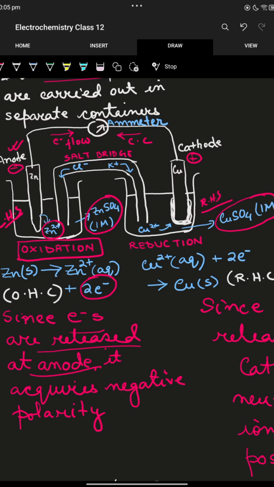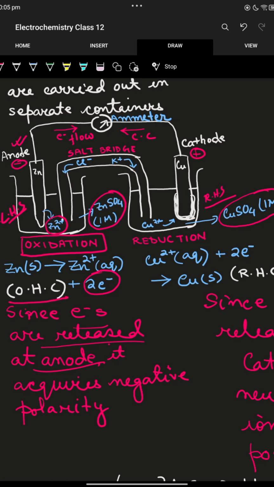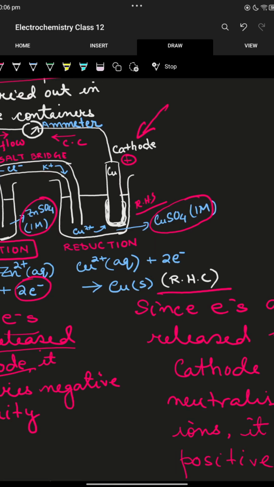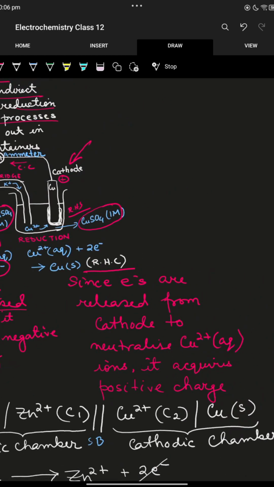Now the right hand side copper end, it takes electron, it gains electron, and hence there occurs reduction. When I have written OHC, it means oxidation half cell reaction, and when I have written RHC, it means reduction half cell reaction, and here gain of electron takes place. So Cu2 plus takes 2 electrons, and taking the electron results in the positive terminal and it forms the cathode. Since electrons are released from the cathode to neutralize the Cu2 plus aq ion, it acquires a positive charge.